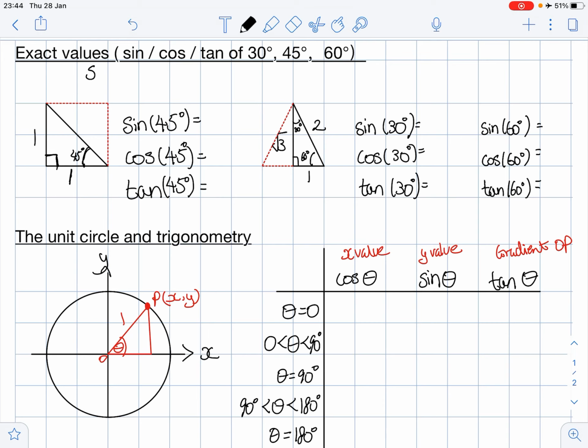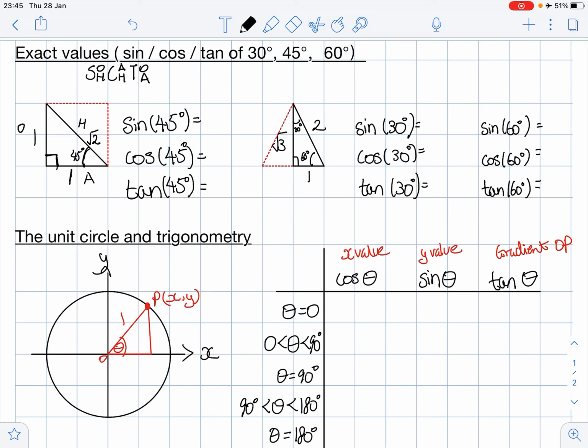So remember, SOHCAHTOA. Let's just label our sides to help us. So we have the hypotenuse, opposite and adjacent. So using our Pythagoras rule, we have 1 squared plus 1 squared and then square root. So we know this side is root 2.